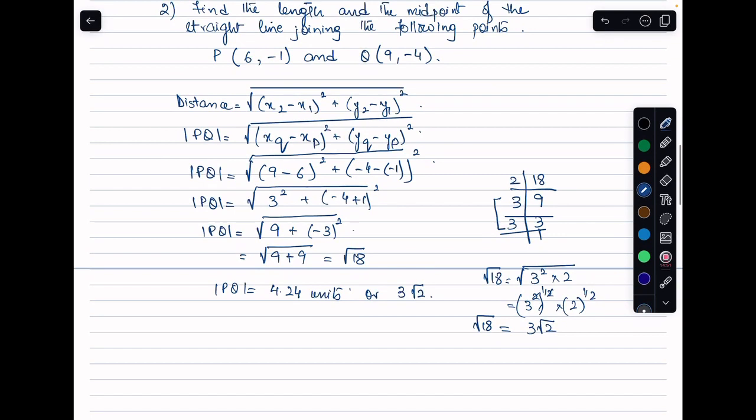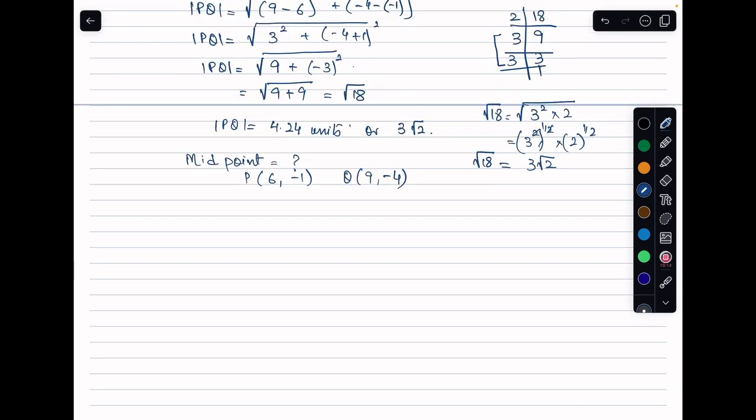So for the same points P and Q, to find the midpoint, I'm supposed to find the midpoint for the points P, which is (6, -1), and Q is (9, -4). So we know that the midpoint formula is the sum of the two x coordinates, which are the x coordinate of P and the x coordinate of Q, divided by 2, and the sum of the y coordinates of the two points, also divided by 2.